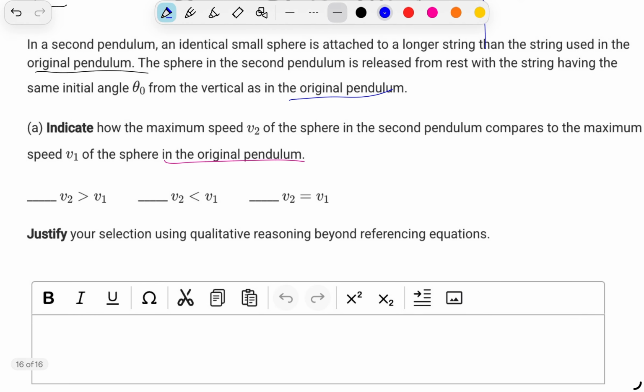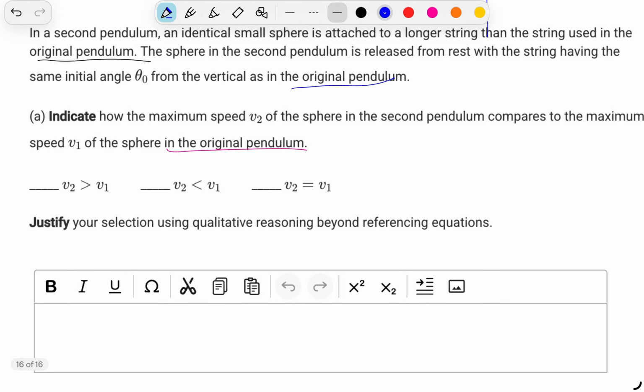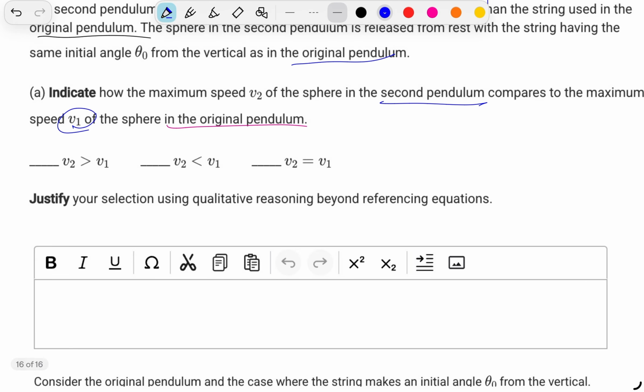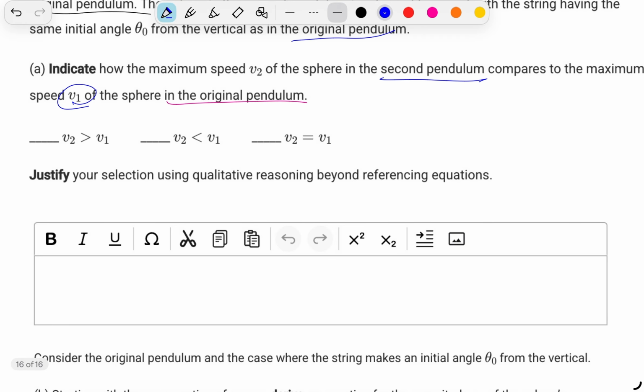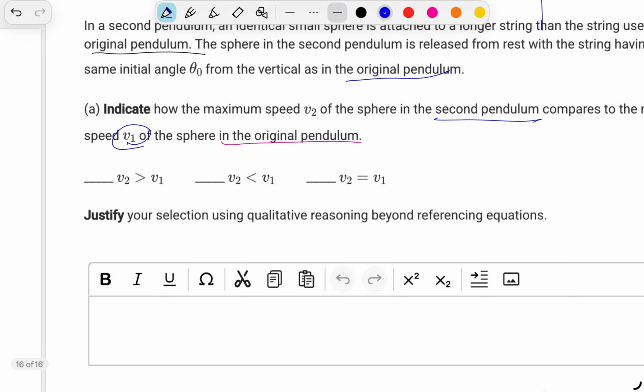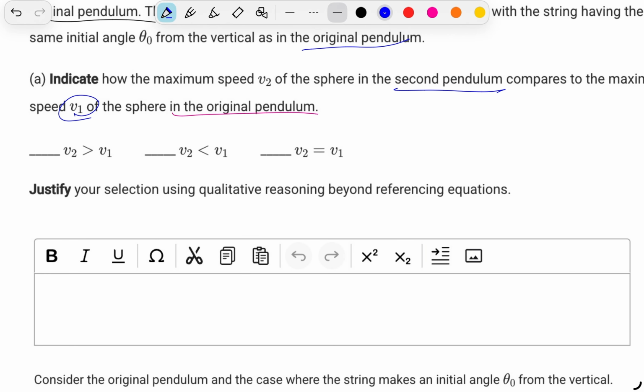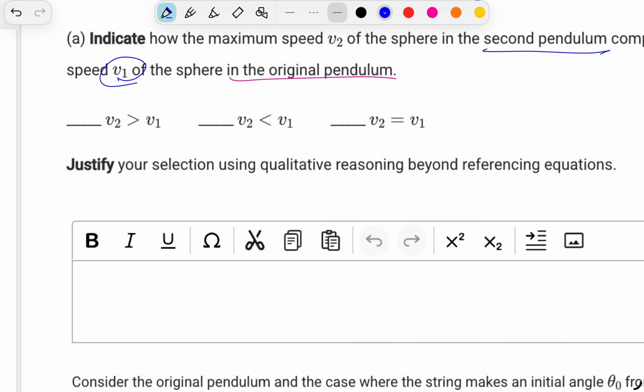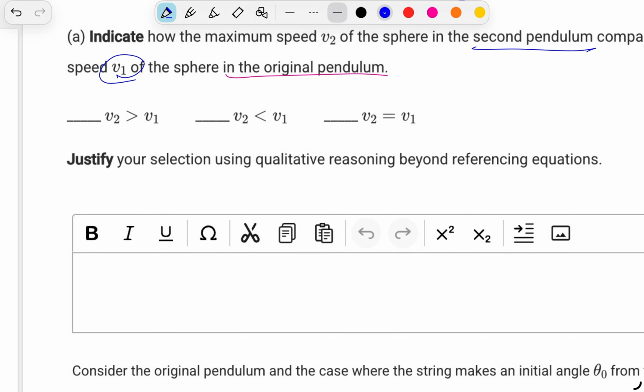And we want to know how the speed V2 of the sphere is going to compare to the maximum speed V1 of the sphere in the original pendulum. Okay, so what we know is that the second pendulum is only going to have a longer string, but it's going to be released from the same theta initial. Because the string is longer, the sphere starts from a greater vertical height above the bottom of its swing. That means it loses more gravitational potential energy as it swings downward.